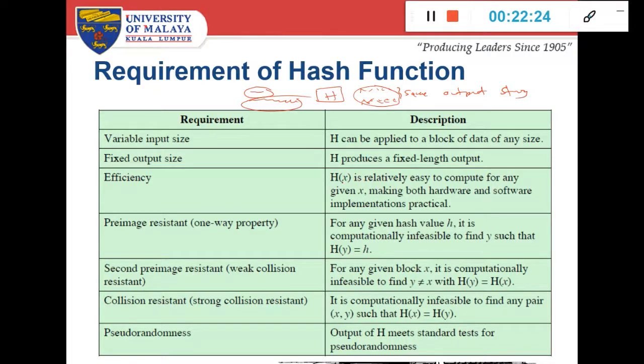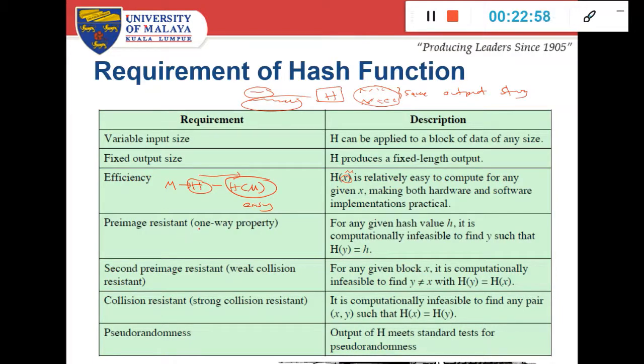Efficiency: H(x), where x is the message or plain text, is relatively easy to compute for any given x, making both hardware and software implementations practical. As I mentioned before, if you have a message and you apply the hash function, you get the hash output of M. Generating this hash is easy, one way, from left to right.